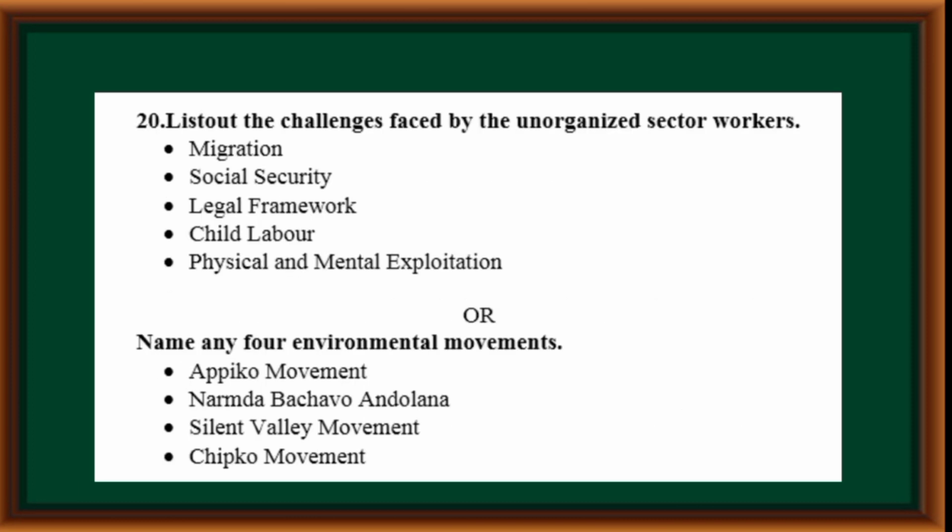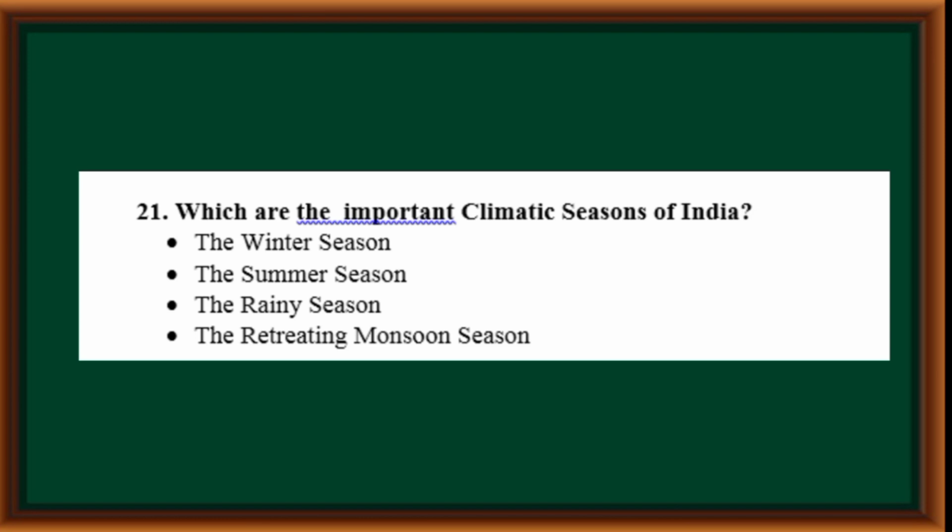List out the challenges faced by the unorganized sector workers: migration, social security, legal framework, child labor, physical and mental exploitation. Name any 4 environmental movements: Appiko movement, Narmada Bachao Andolana, Silent Valley movement, Chipko movement.